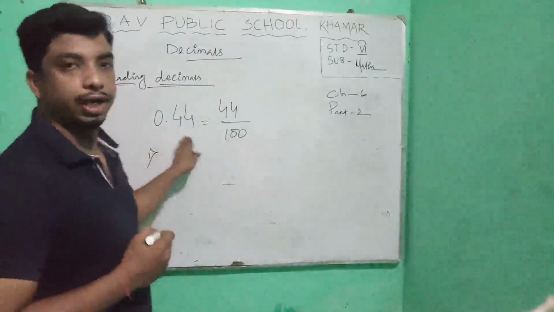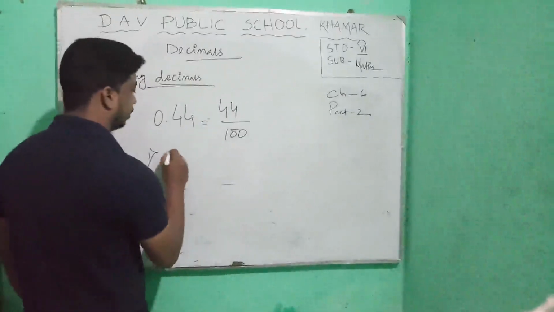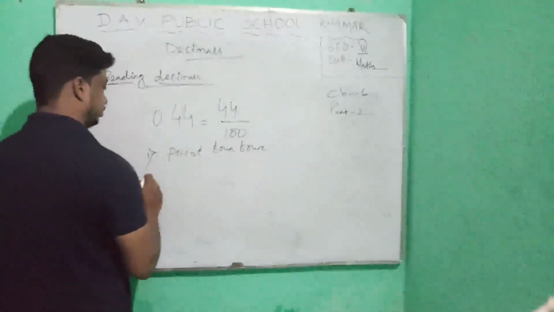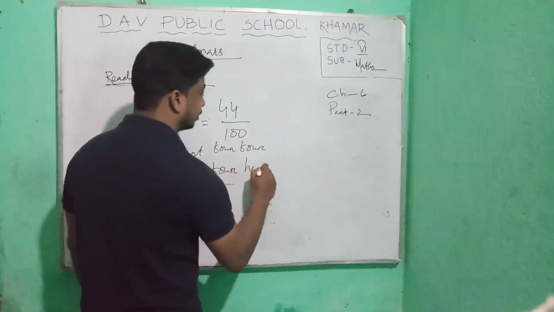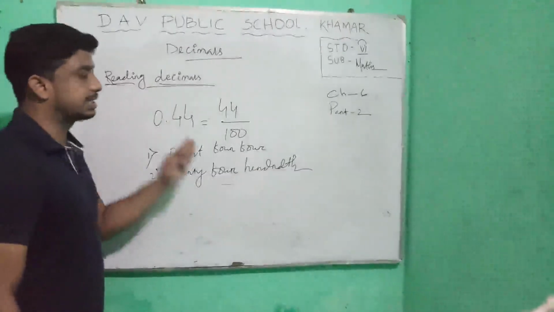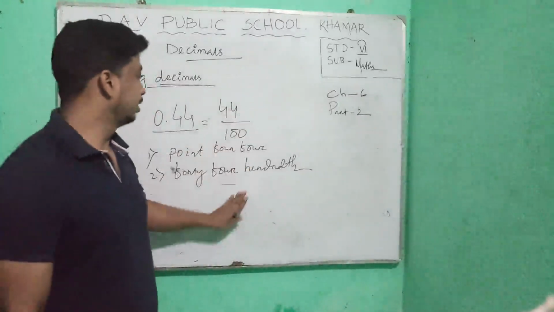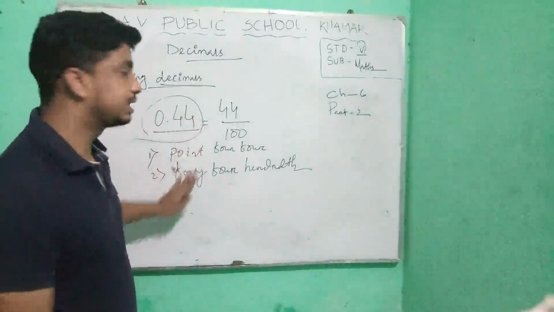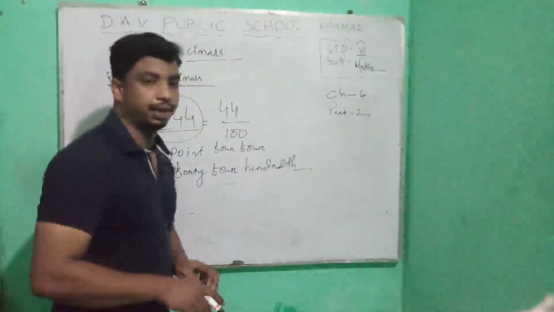One way is to read it as point four four. Or another way, we can read it as 44 hundredths. So we can read decimal numbers in two ways: point four four, or 44 hundredths. It will be wrong if we read this number as 'zero point forty-four'. It is point four four.